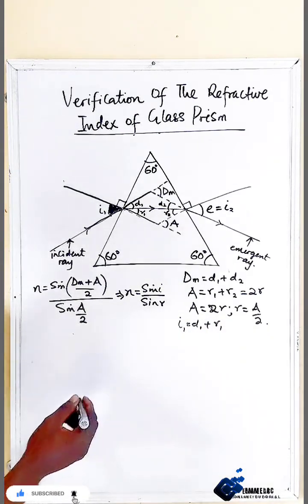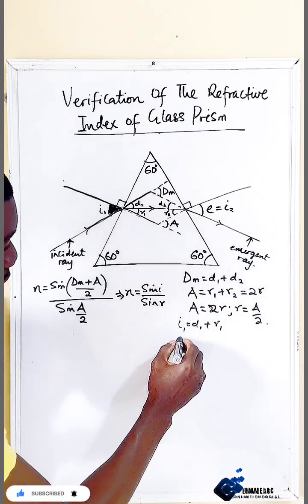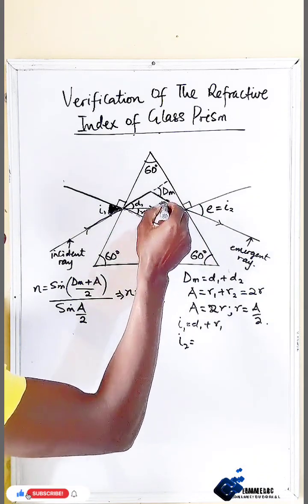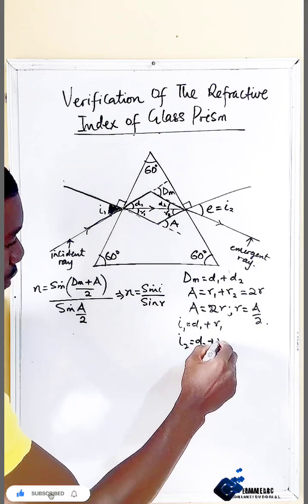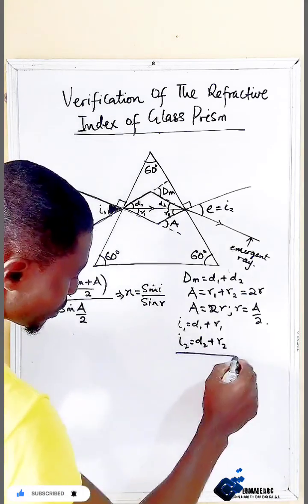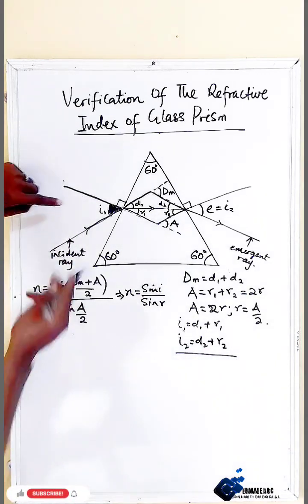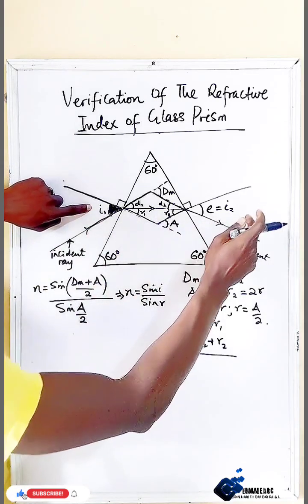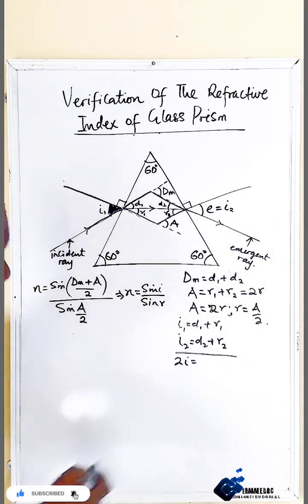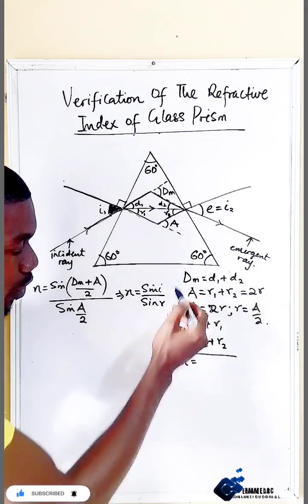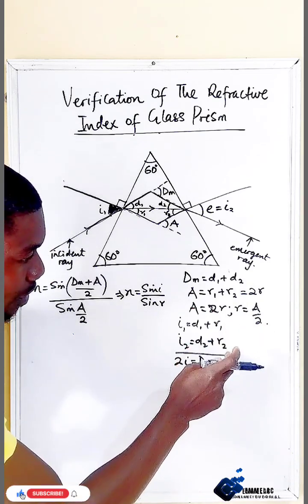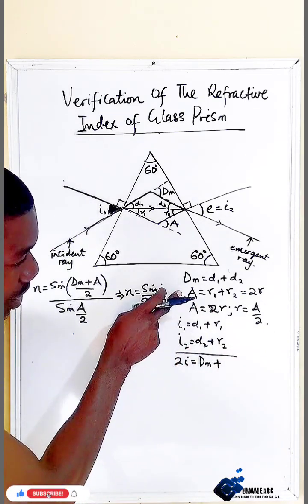In the same vein also here, I2 will also be equal to this same angle here, the sum of d2 plus r2. All right, now adding the two together, let us take note that this angle here is equal to this angle. So we can end up saying this is 2i, plus, now let us come back here, d1 plus d2 equals dm, then plus r1 plus r2 equals a from this equation here.